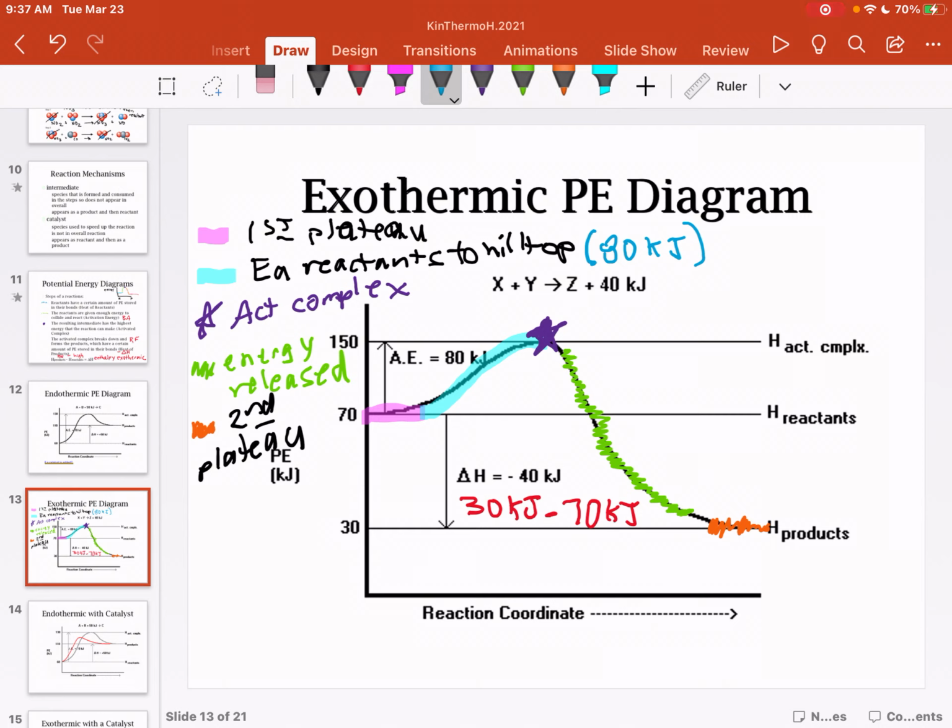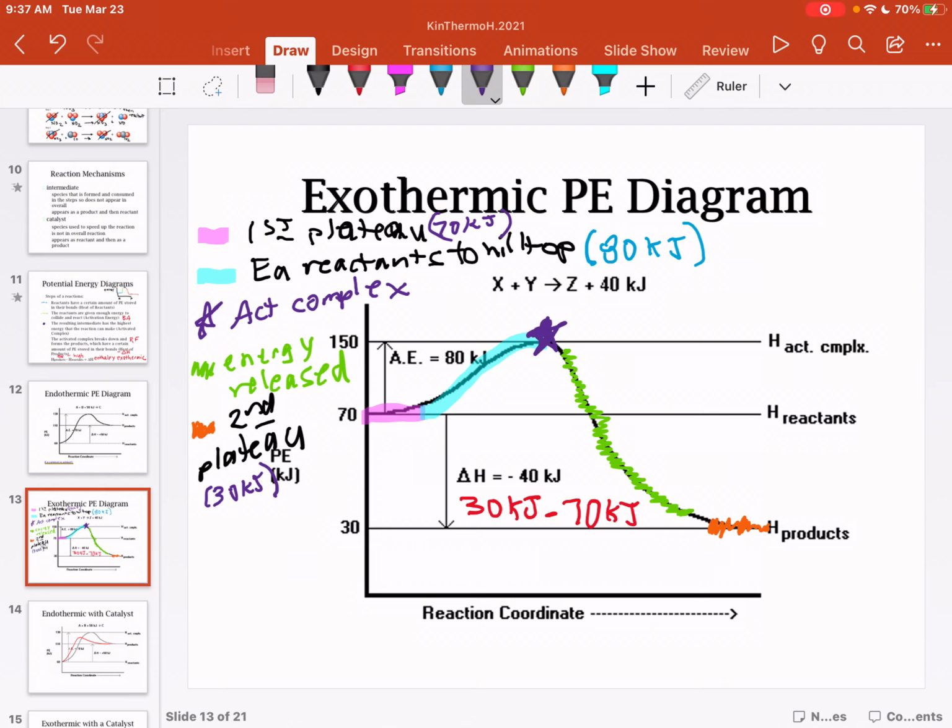The energy of our reactants, that first plateau, if I had to put a number on it, would be 70 kilojoules, and I just read that from the first plateau. And the energy of my products, I would again read from simply my second plateau, and that would be 30 kilojoules. I talked about how to calculate enthalpy.